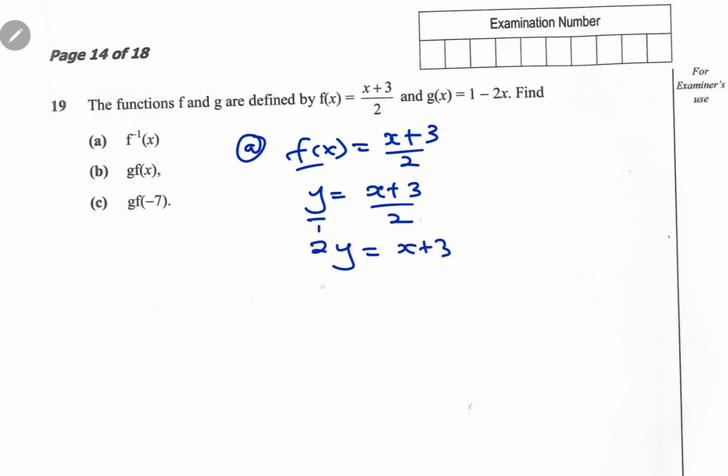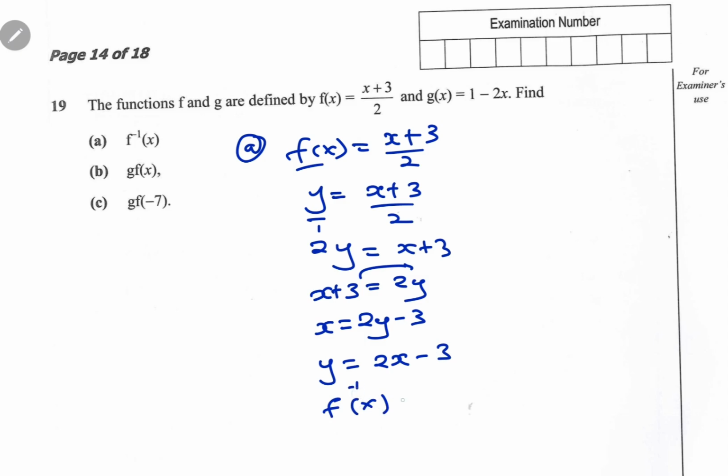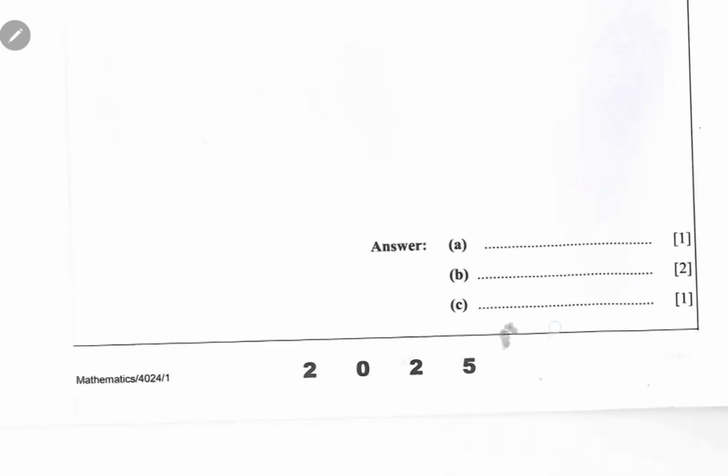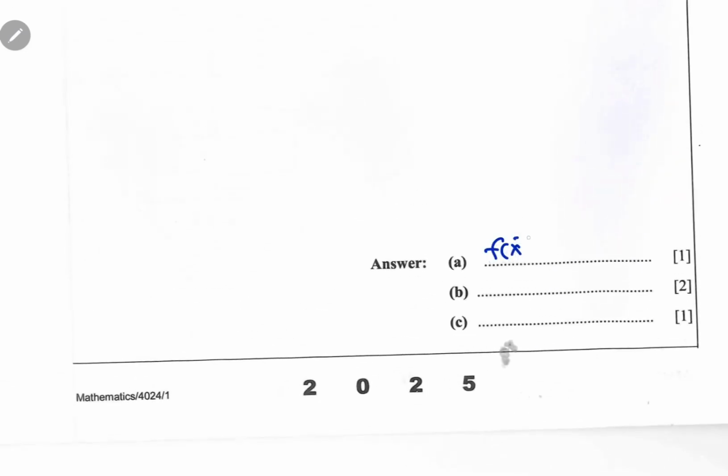To make x the subject, I can start with this: 3 is equal to 2y, so I can just shift 3 to the other side. x is equal to 2y minus 3. Then y is equal to 2x minus 3, I've just switched the positions of x and y. Then I can write the inverse of this as simply 2x minus 3. So that is the inverse. Here I can write f inverse of x is simply equal to 2x minus 3.